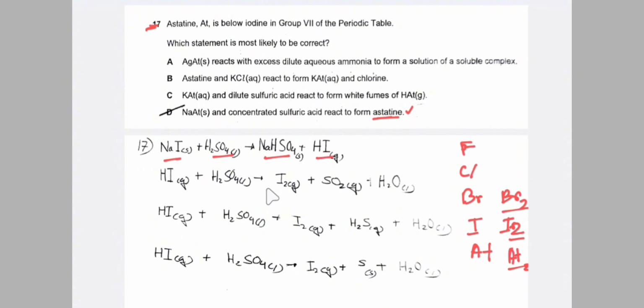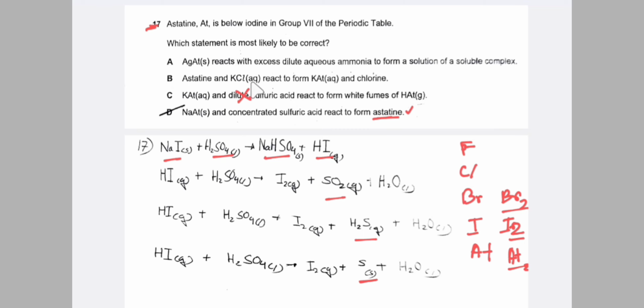HI then reacts with H2SO4 to form I2 and SO2 and water, then I2 and H2S and water, then I2, sulfur and water. So these are the three different products that are formed. And for the other statements, potassium acetate reacts with dilute sulfuric acid to form white fumes of HAc. So this statement is wrong because it reacts with concentrated sulfuric acid, not dilute sulfuric acid.